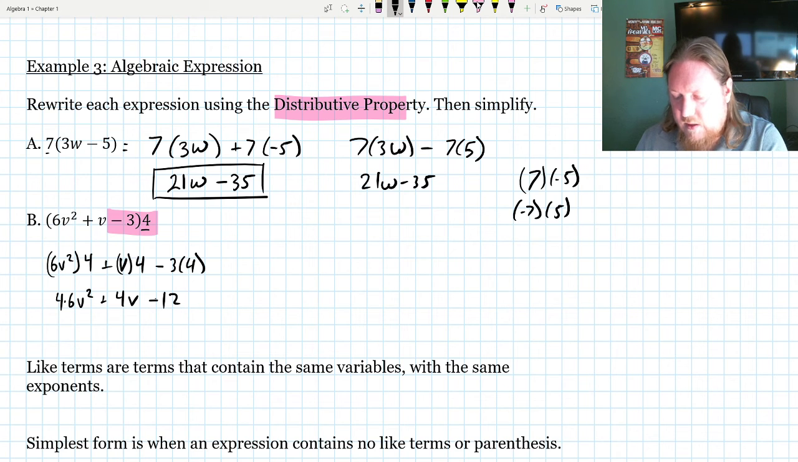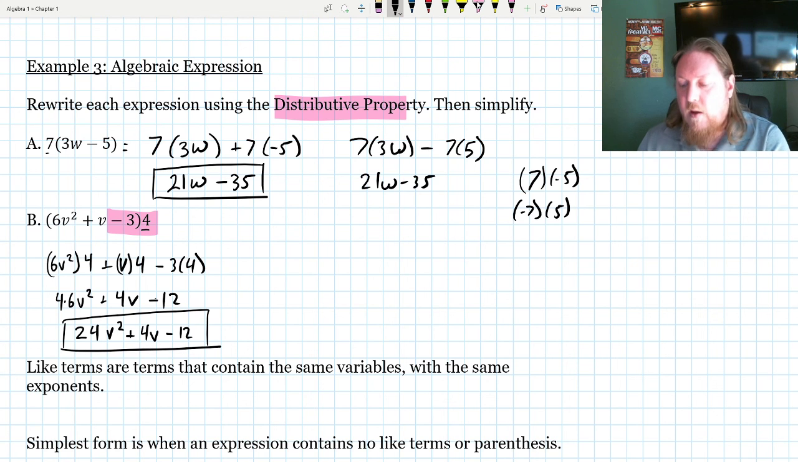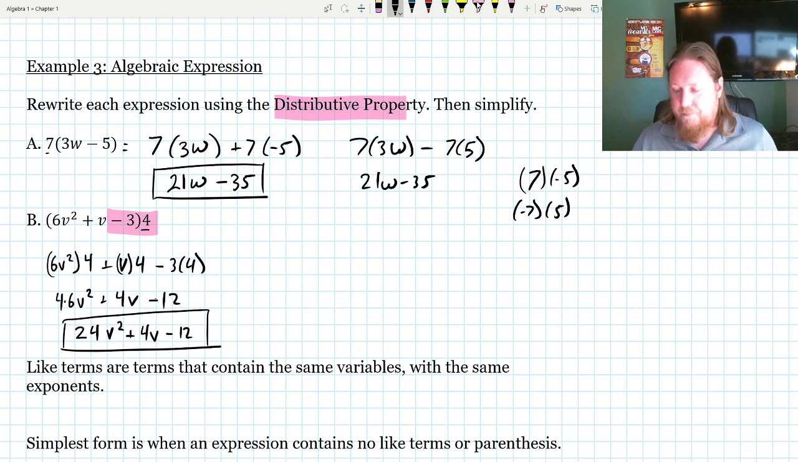4 times 6 is... what is 4 times 6? 24? Jeez. I'm rusty coming back from summer too. Plus 4v minus 12. And there is your expression. Now, if in the beginning you like to always have the distributive number on the left, that's fine. You're just applying the commutative property. And those are two examples of applying the distributive property to a couple different examples. More examples and more ideas in the next videos.